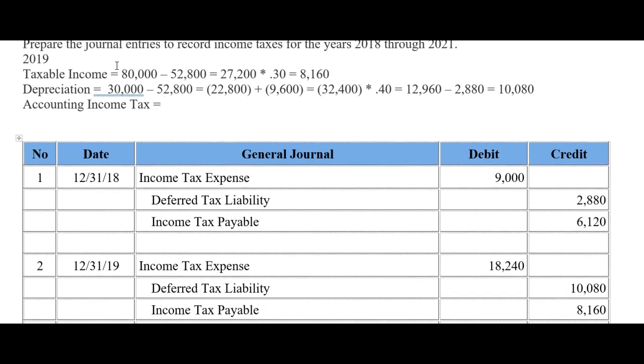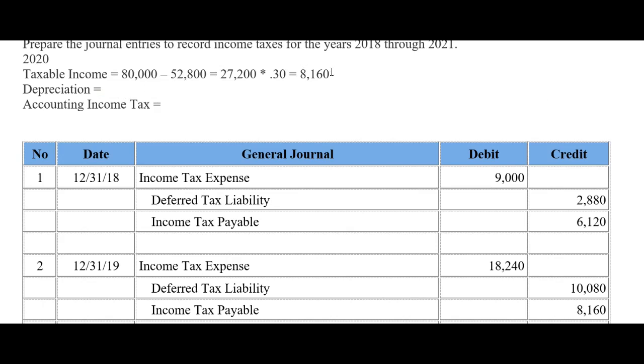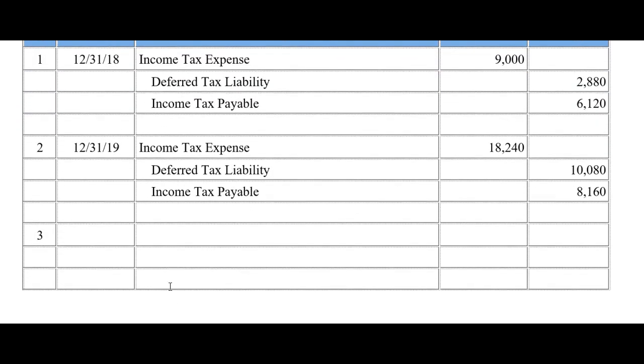Now let's look at 2020. Luckily that's our only tax rate change, so going forward we should be able to calculate these pretty straightforwardly. Now, next year it's going to be the 40%. So again, the entry is going to be very much the same. We're going to do our income tax expense here, and we're going to do our income tax payable.